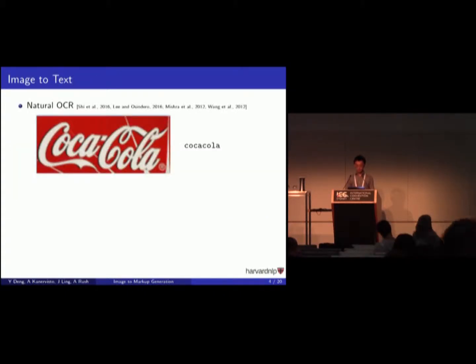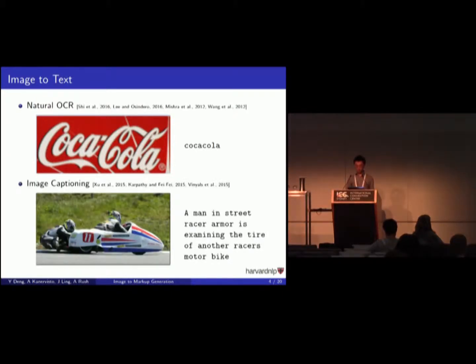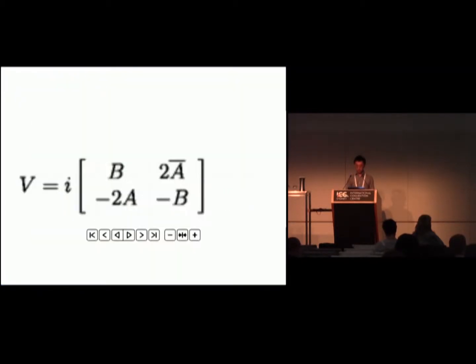Recently, there have been a lot of successful applications of multimodal generation, image to text, such as natural OCR and image captioning. So although the input is of a different modality, namely images, the output is still unstructured text. In this work, we are considering the task of image to markup generation, where both the input and output are structured. So here is an example of our task. Given an image of a formula, the goal is to produce the text that can render back to that formula.